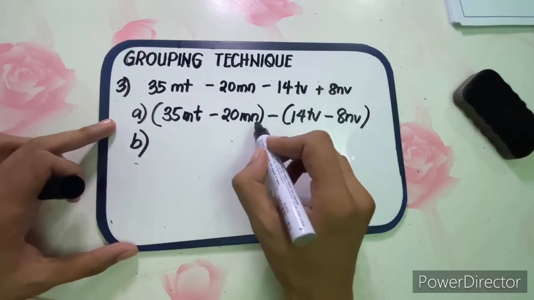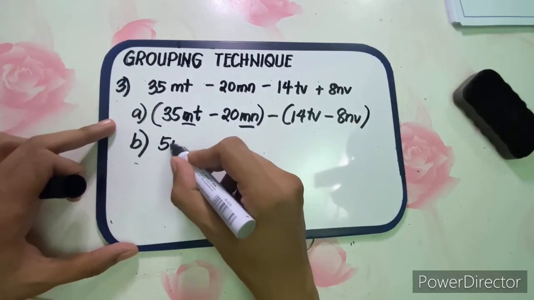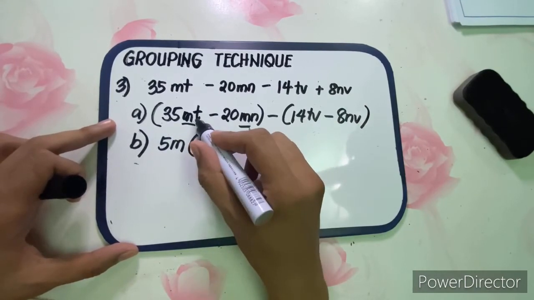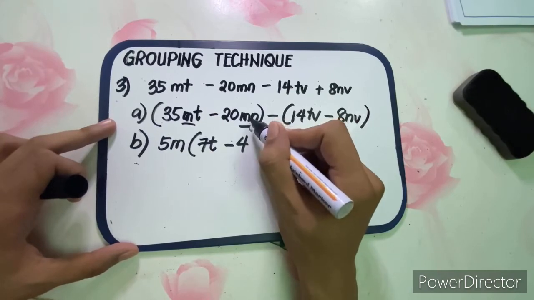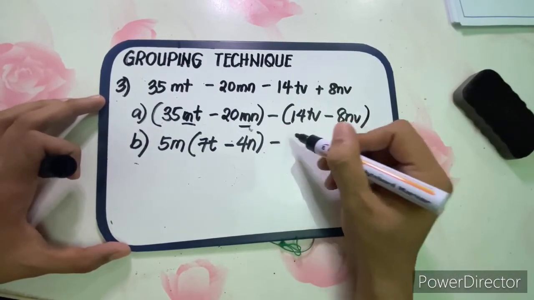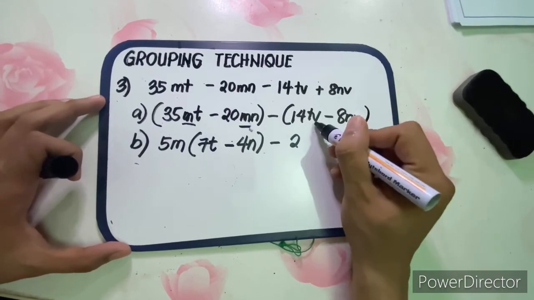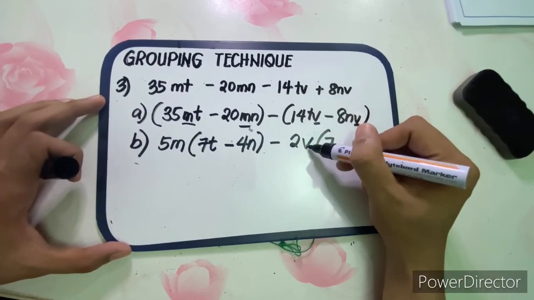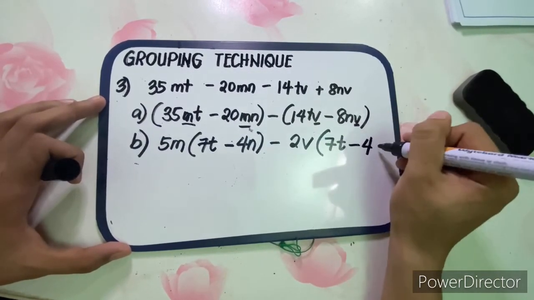So step B. Find the GCF of 35 and 20. So 5. Next, the common variable is m. The remaining factor: 35 divided by 5 is 7. mt divided by m is t, minus 20 divided by 5 is 4. mn divided by m is n. Minus, 14 and 8, the common factor is 2. Then tv and nv, the common variable is v. So 14 divided by 2 is 7. tv divided by v is t, minus 8 divided by 2, 4. Then nv divided by v is n.